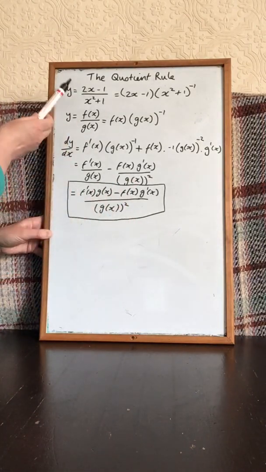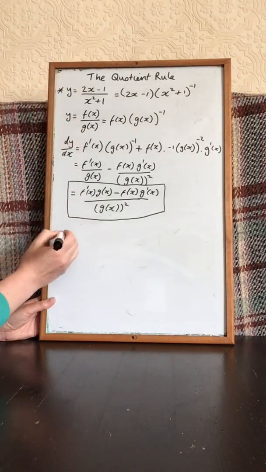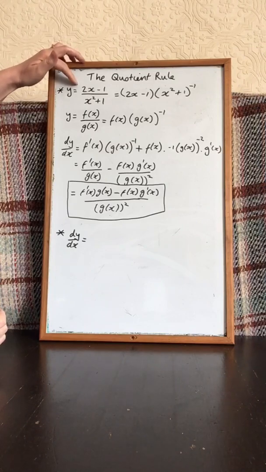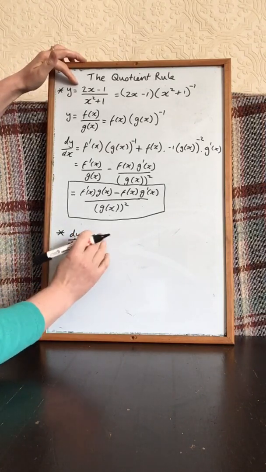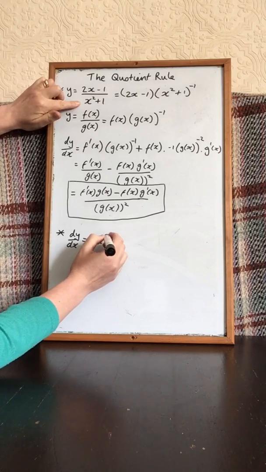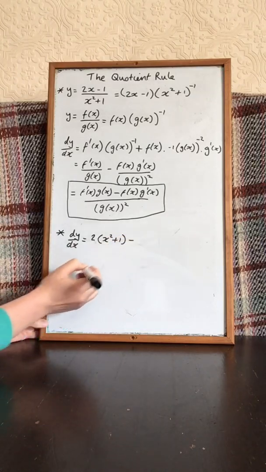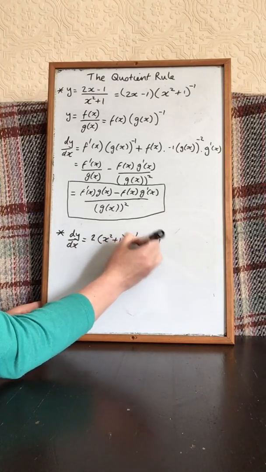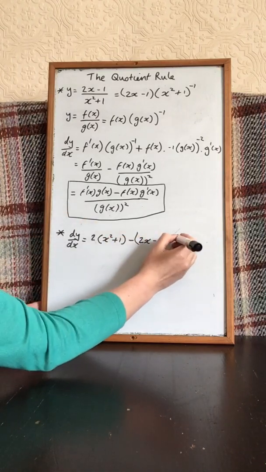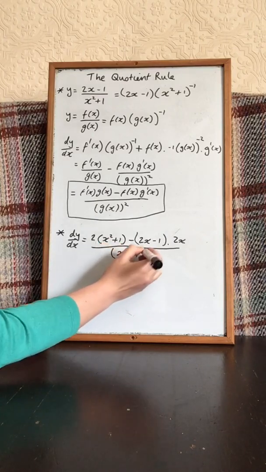So let's use this now to differentiate the example that we had right up at the top. dy by dx is equal to, so derivative of the first function is 2, multiplied by g of x, the function on the bottom, x squared plus 1, minus first function is 2x minus 1, multiplied by the derivative of the second function, the one on the bottom, so that's 2x, all over x squared plus 1 all squared.